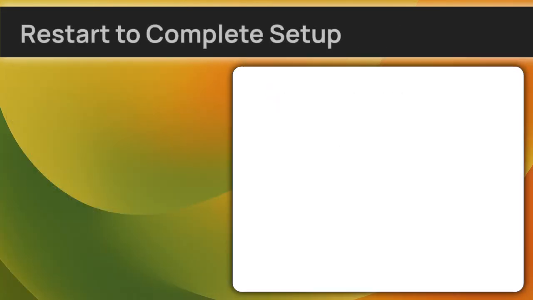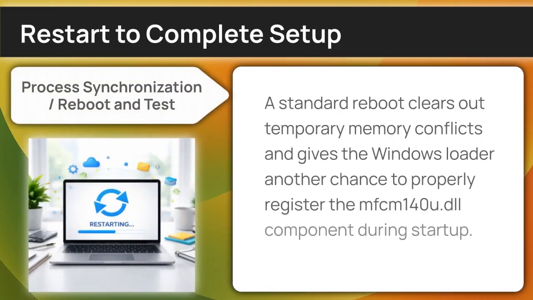A full system restart clears the temporary memory cache and allows Windows to attempt a fresh initialization of all required libraries, including Microsoft Foundation Class Managed 140 Unicode Library.